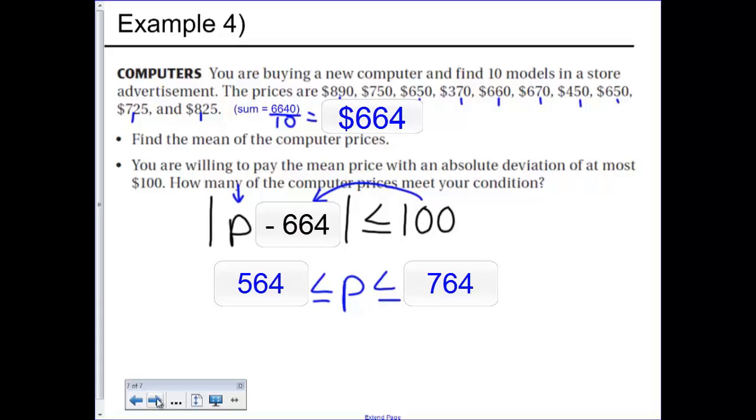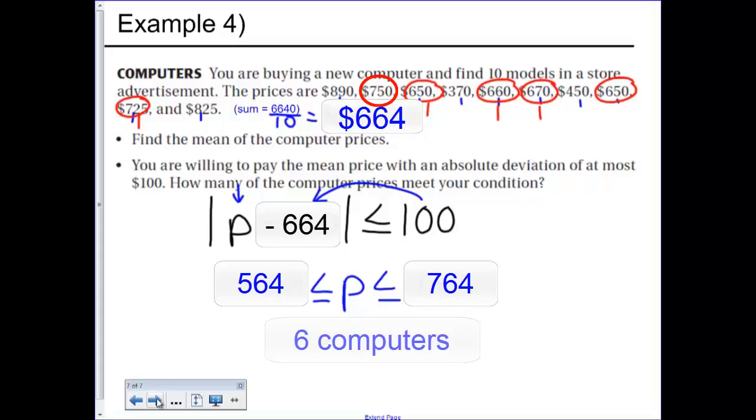But they're only asking us how many of the computers are within our price range. So we're looking for the numbers that fit within that range. I'm going to go ahead and circle them. We've got this one here, that one there, that one. 450 is too small, 650 is okay, 725, that one's okay, 825 is too big. So if we count them out, we got 1, 2, 3, 4, 5.